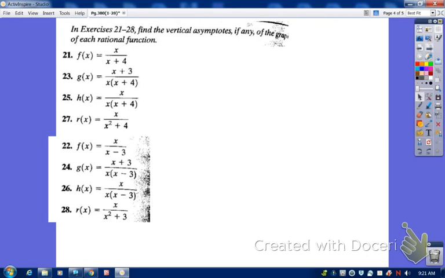Next set of directions, or last set of directions, say find the vertical asymptotes, if any, of your graph. So we're going to do a little bit of the vertical asymptotes in tonight's homework. We'll go back over vertical asymptotes, and then tomorrow I'm going to show you how to find horizontal asymptotes. And then once we know how to find our vertical asymptotes and our horizontal asymptotes, we'll be ready to graph rational functions. And that's what we'll do tomorrow in class. We'll actually do the graphing.